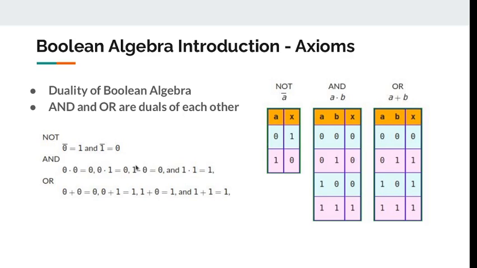We're going to define two other operations. This is the definition of AND, and we can say that this operation is only true if both variables are true. So 0 and 0 is 0, 0 and 1 is 0, 1 and 0 is 0, and 1 and 1 is 1.